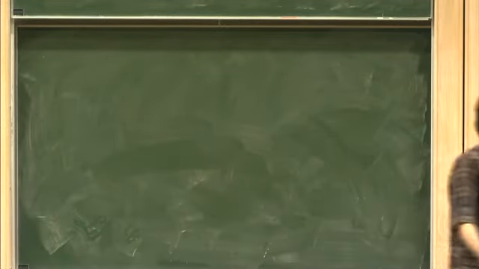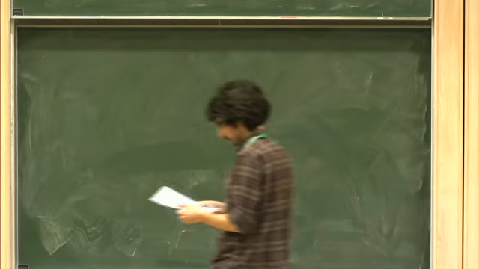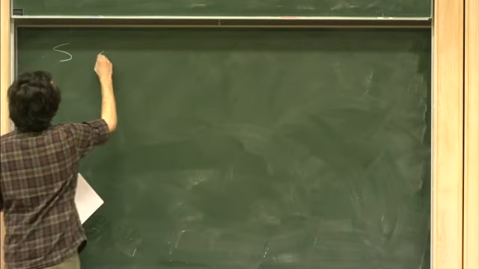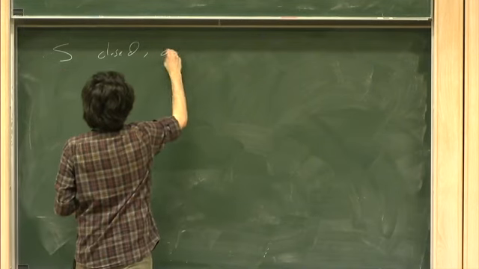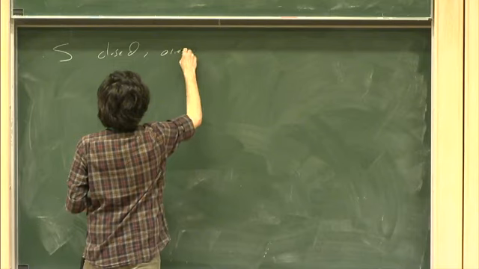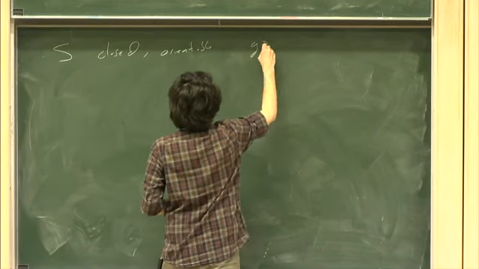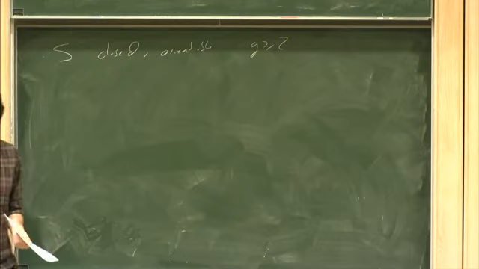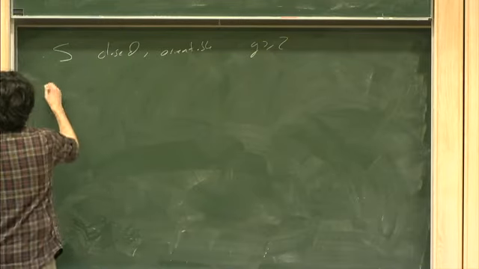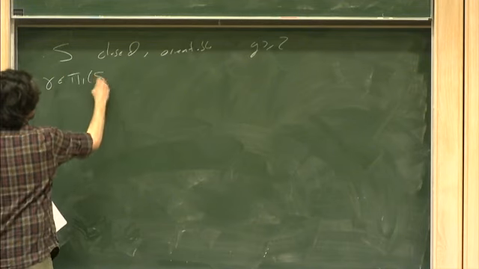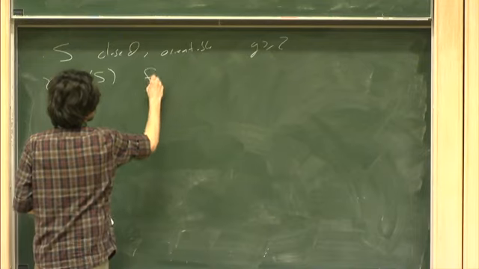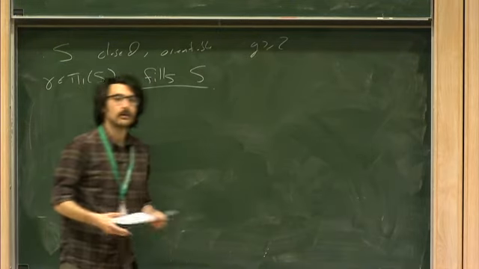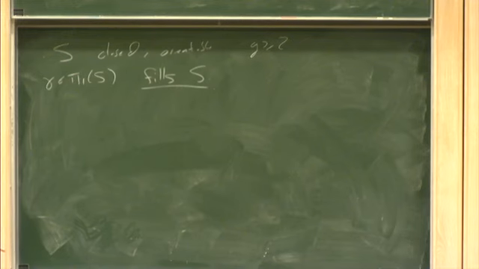So it's an application to surface groups. Okay, so again, S is closed, orientable, and genus at least 2. I want to tell you, what does it mean for an element of the fundamental group to be filling? Okay, so gamma inside of the fundamental group of S fills S if, well, I have a gamma, it's an element of the fundamental group.